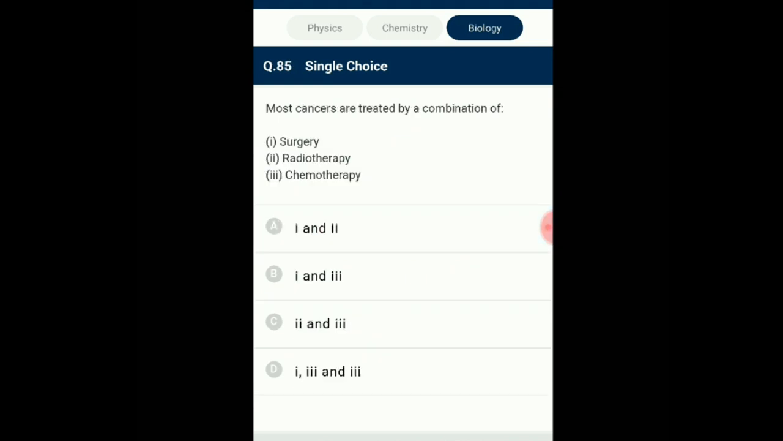Question number 85. Most cancers are treated by the combination of. Treatment of cancer consists of a number of therapies which are as follows. First one is chemotherapy. Second one is radiotherapy. Third one is surgery. The fourth one is supportive therapy. So the answer for this question is option D. Most of the cancers are treated by all 3 methods.